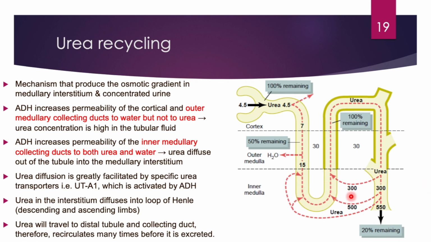This urea will then travel to the distal tubule and collecting duct, and they will again go through the same process. At the inner medullary collecting duct, it will be transported out of the tubule into the interstitium and into the loop of Henle and recirculates many times before it is excreted. So this process is called urea recycling.